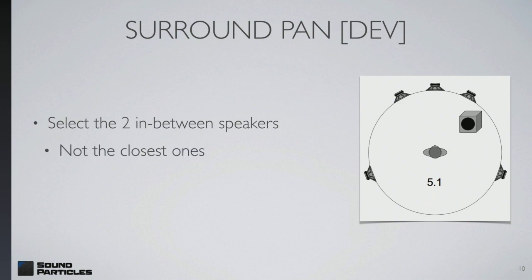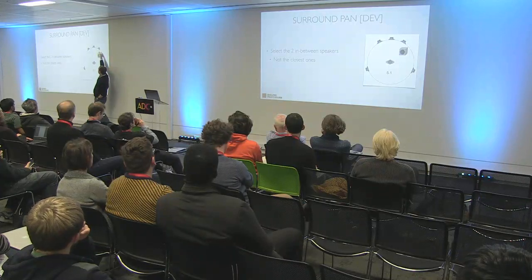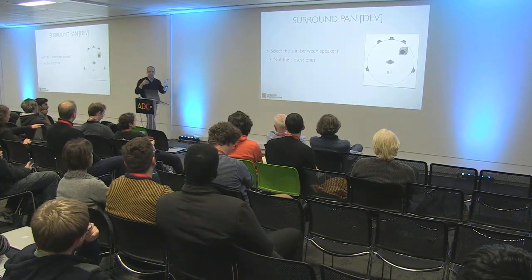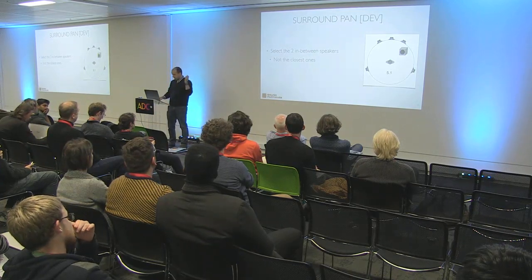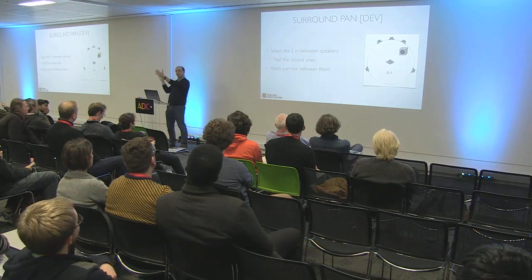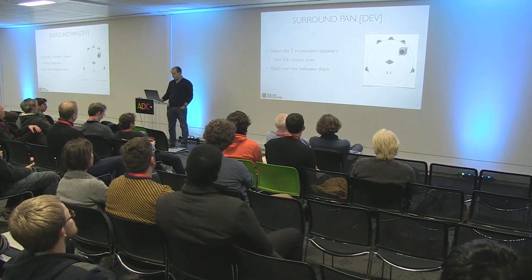And be careful, because the two in-between speakers are not the speakers that are closest together. For instance, if I have a sound over here, the two close speakers are those two, but what you want is the pair between which the sound lies. So be careful, it's not the closest ones in terms of algorithm, it's the in-between ones. And then you simply apply the same thing, but only considering those two channels.